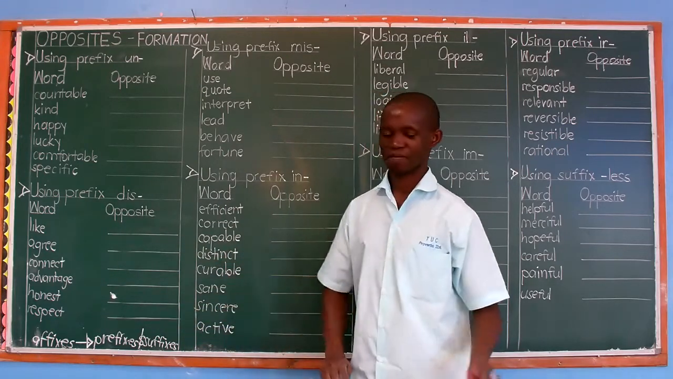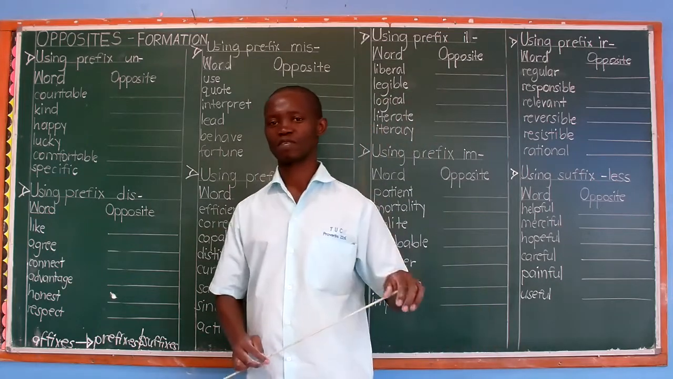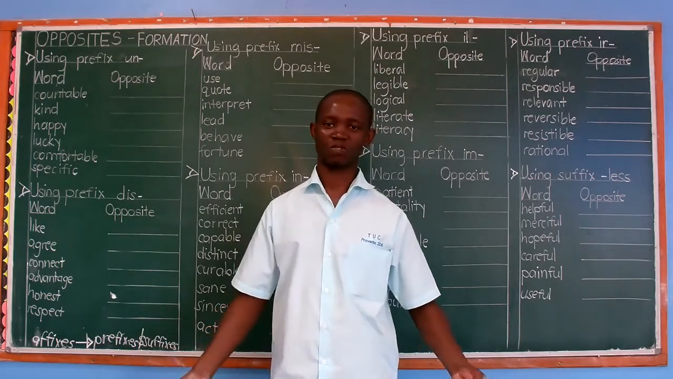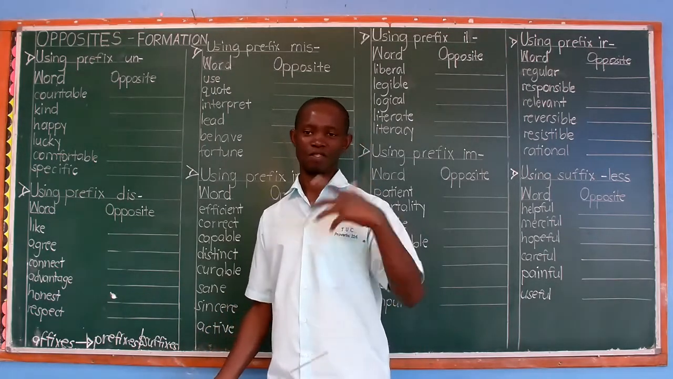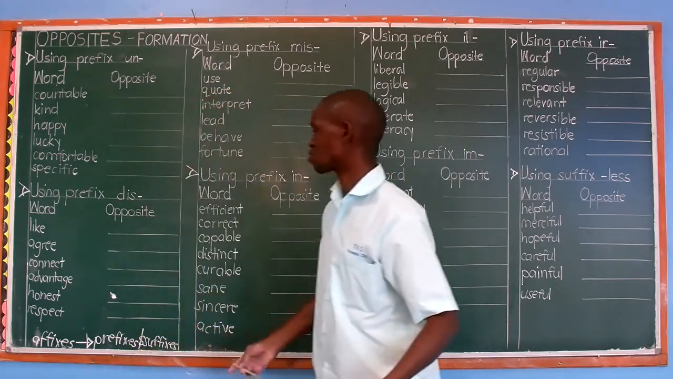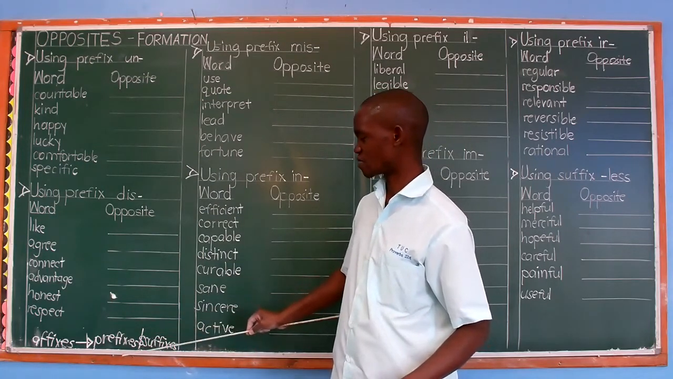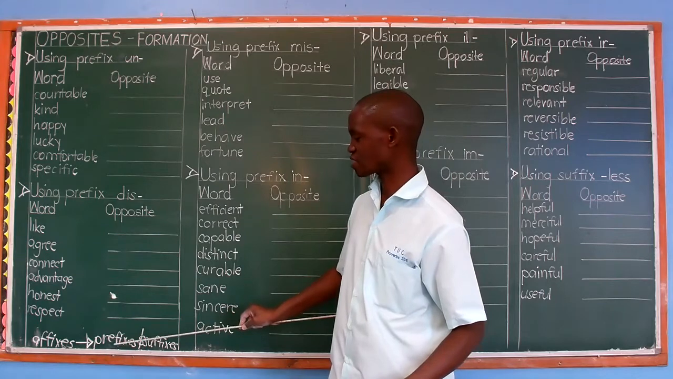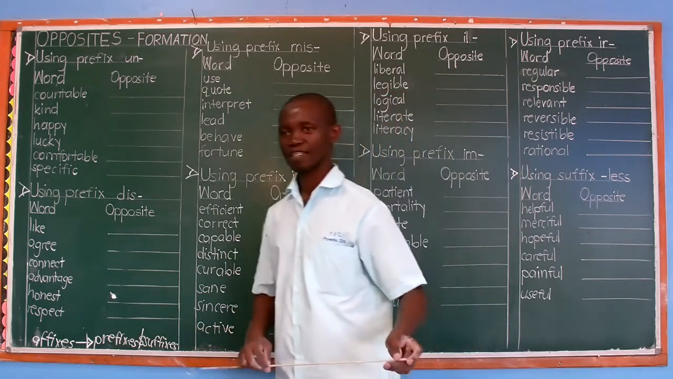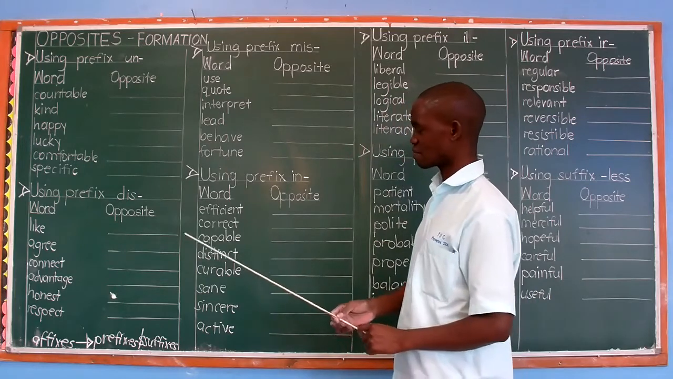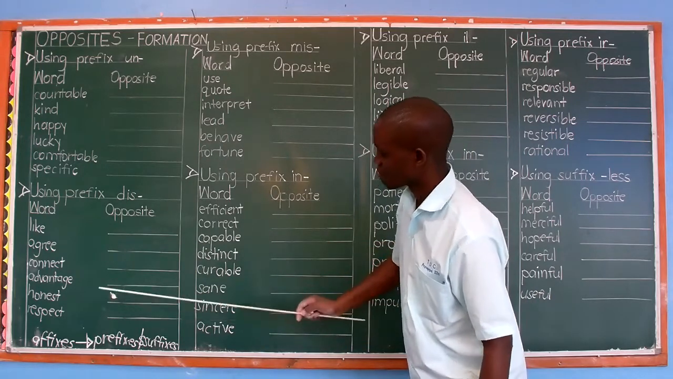So what is a prefix? A prefix is a letter or group of letters added to the beginning of a word to change its meaning. And if you change its meaning, then you will have formed its opposite. So we use prefixes to form opposites. That is a prefix. Next is a suffix.